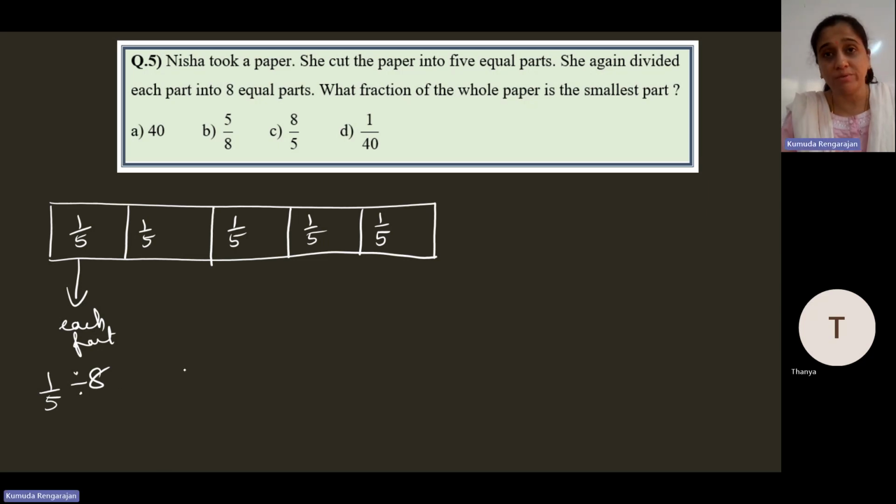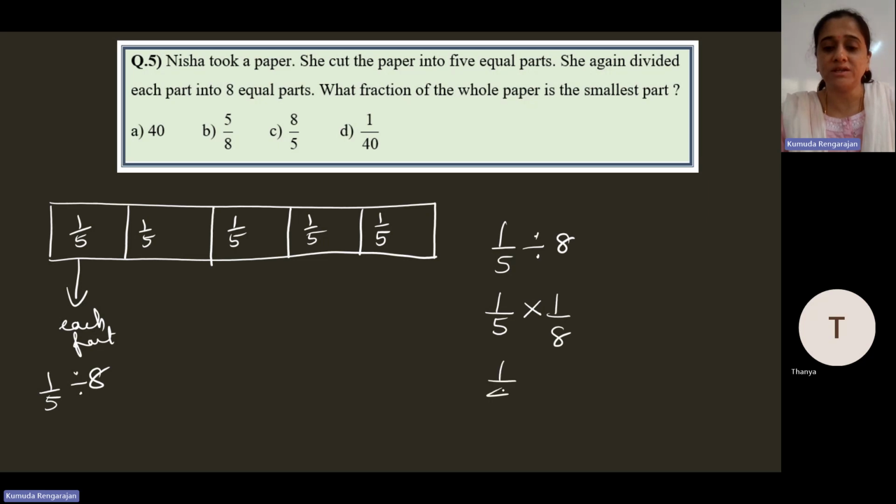What fraction of the whole paper is the smallest part? Now, 1 by 5, if you divide this piece into 8 equal parts, then what will be the fraction associated with each part? 1 by 5 divided by 8. Division becomes multiplication, and 8 becomes 1 by 8. So 1 by 40.